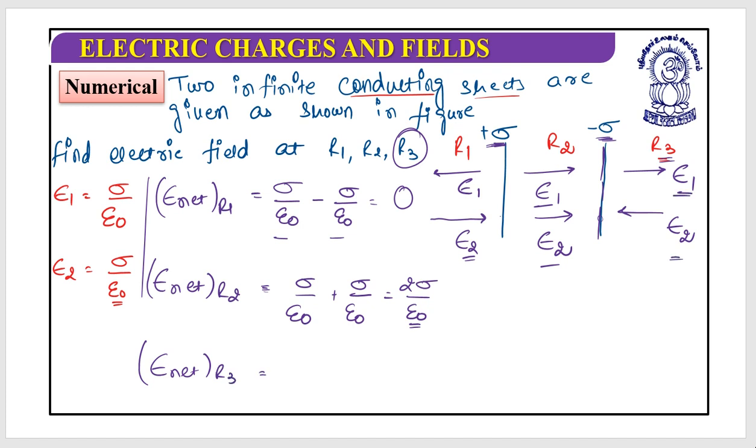And last, electric field at R3, E net at R3. Here both have opposite directions. So that is sigma by epsilon naught minus sigma by epsilon naught, and that will give you 0, and the things will be done. Yes. So in regions 1 and 3, the net electric field will be 0, while in region 2, the net electric field would be 2 sigma divided by epsilon naught. Have you done with this? Are you sure? Will you be able to do one more question?